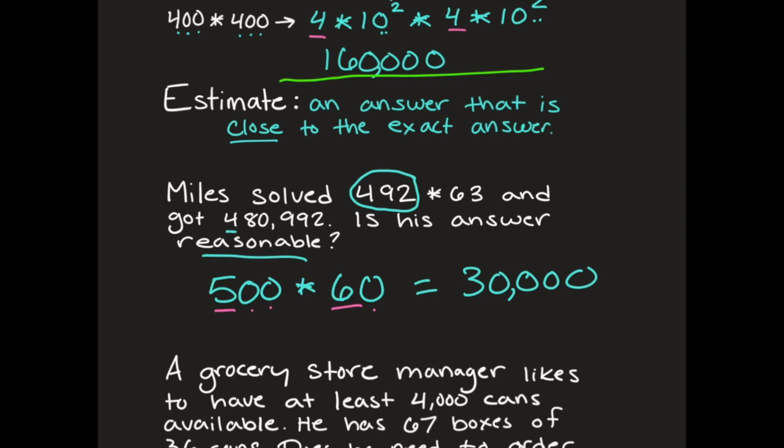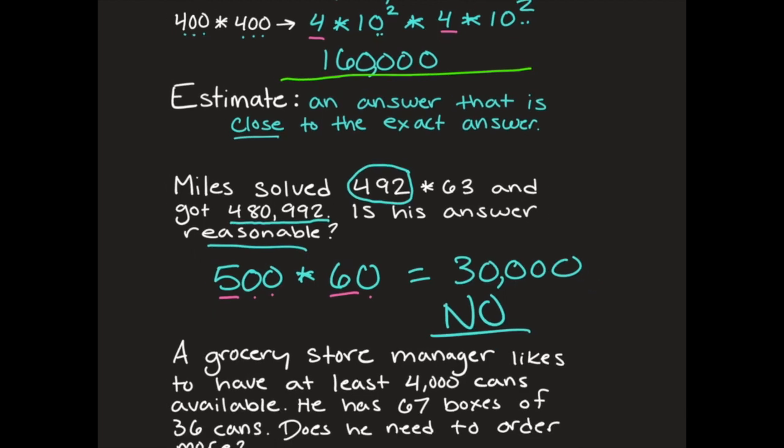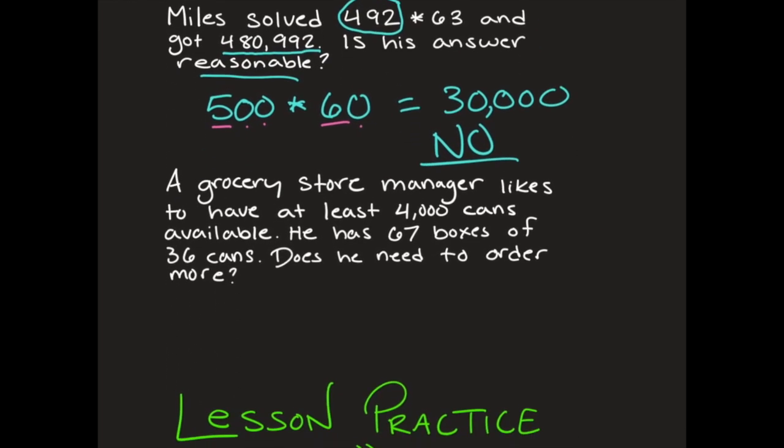His answer is 480,992. Is his answer reasonable? We're going to say no, that's not close. He probably went one more digit further. So he is not reasonable. No, that is not close at all.